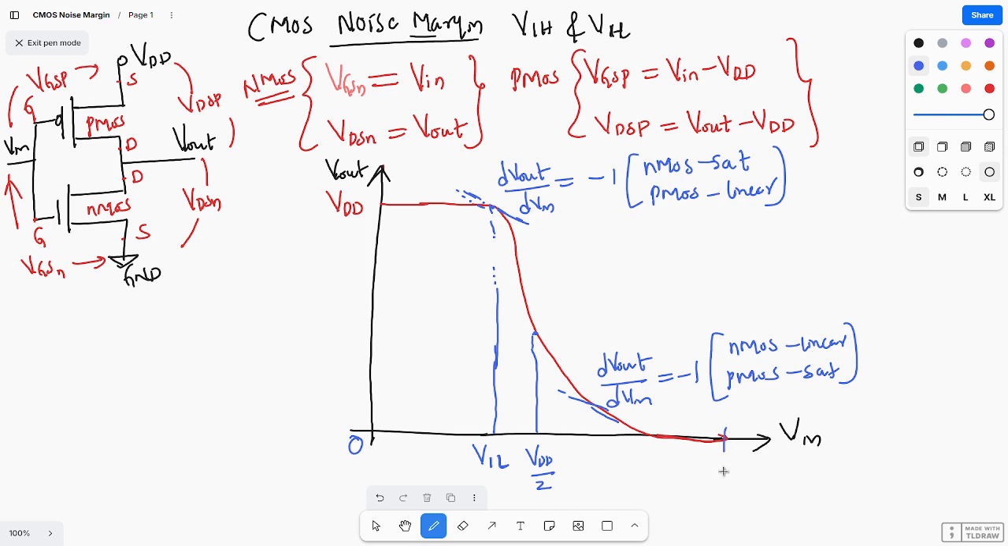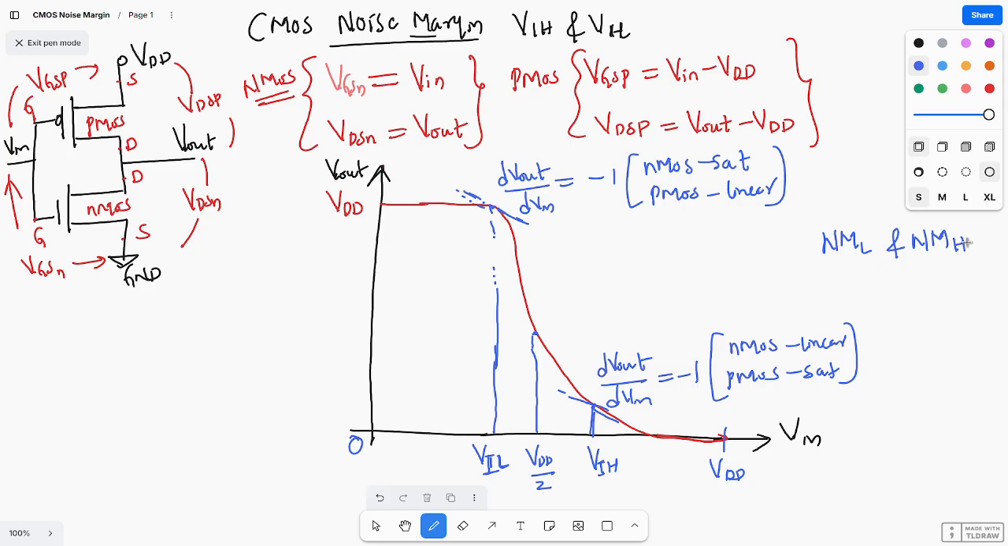Here this is VDD, the maximum value, and this point is VIH, and this is VIL. I want to calculate VIH and VIL, and from this I want to calculate the noise margin, that is NML and NMH.